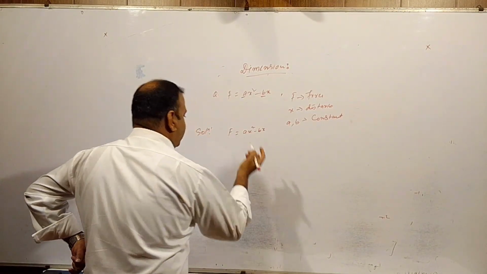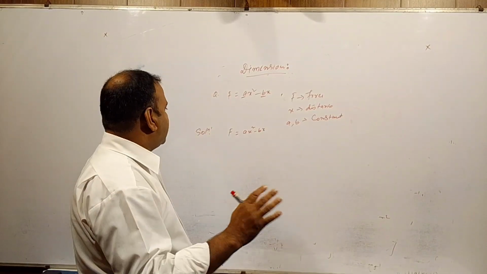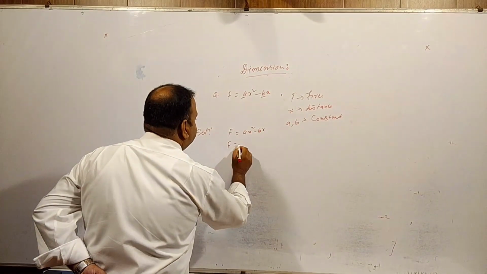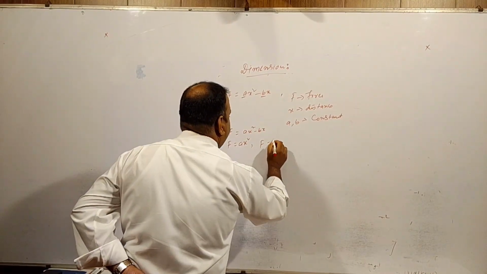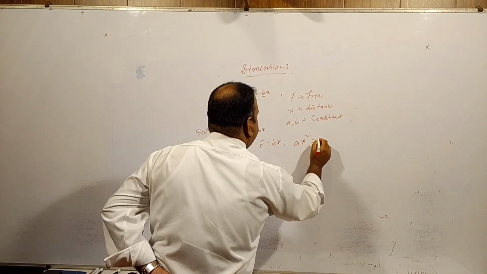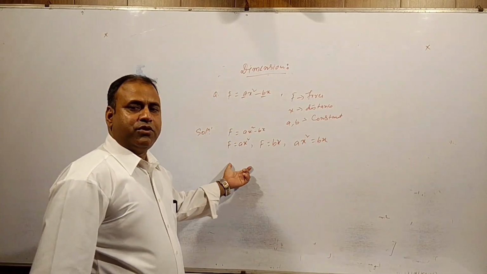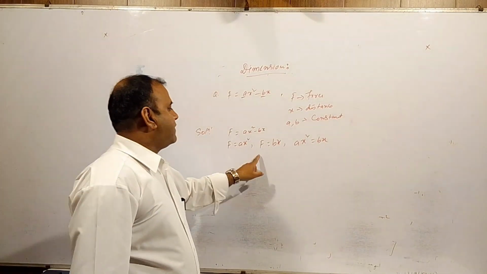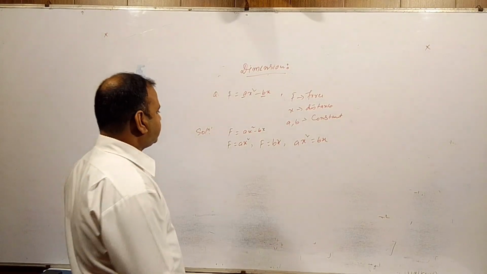According to the principle of mathematics we cannot write this, but according to the principle of homogeneity we can write F is equal to a x square, F is equal to b x, and again a x square is equal to b x.